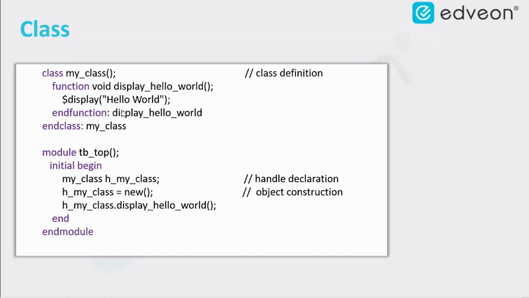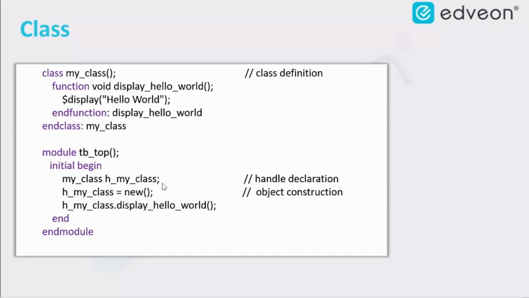Then once we have defined a class like this, what we do is we first declare a handle. So we say h_my_class is a handle of type my_class. Then we explicitly construct it by calling the new method. The new method constructs an object of type my_class and returns the handle. So the handle is now returned and h_my_class is the handle for the new object that we created. Then we call the method within the class, the display hello world method.